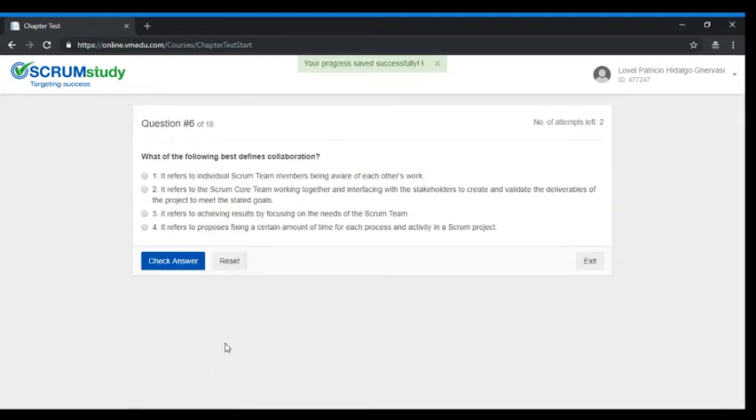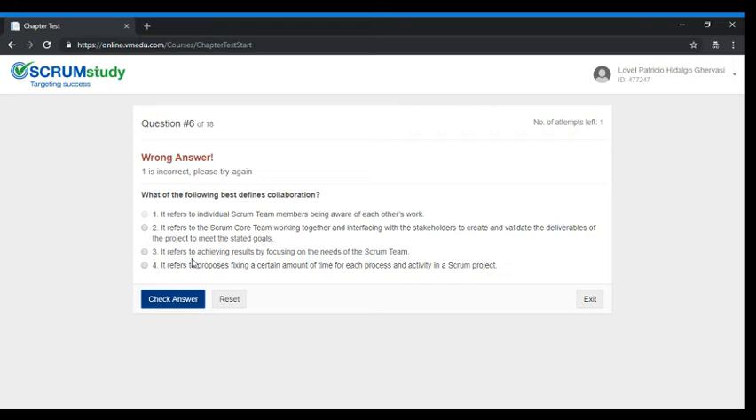¿Cuál de los siguientes enunciados define mejor la colaboración? La colaboración, bueno, es la respuesta 1, tal vez, bueno, no. Se refiere a que los miembros del SCRUM de manera individual están al tanto del trabajo de cada uno de otros. No, perdón, esto lo hace el Scrum Master, tiene razón, esa no es la respuesta.